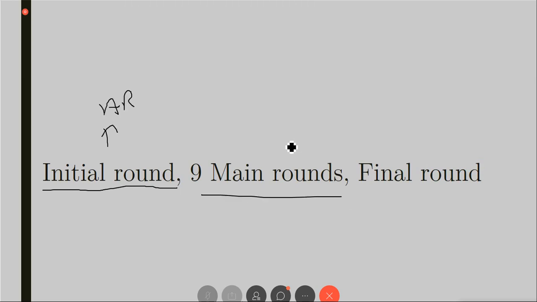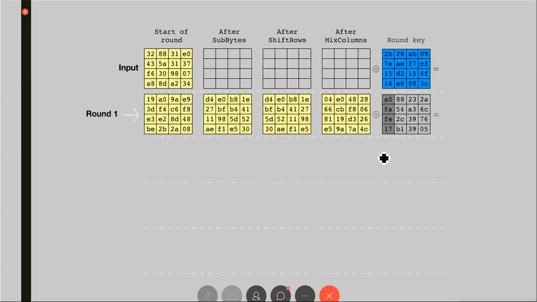You have 9 main rounds of all 4 transformations, and then you have a final round of the 3 transformations. You do not have the mix columns. So this is how your example looks like.